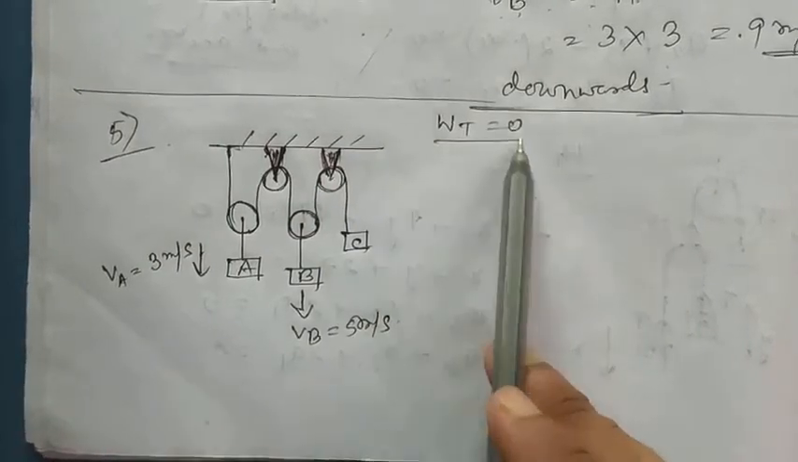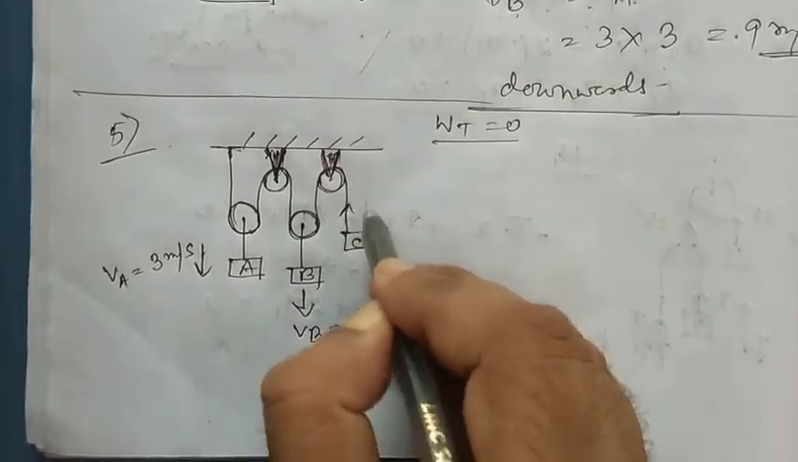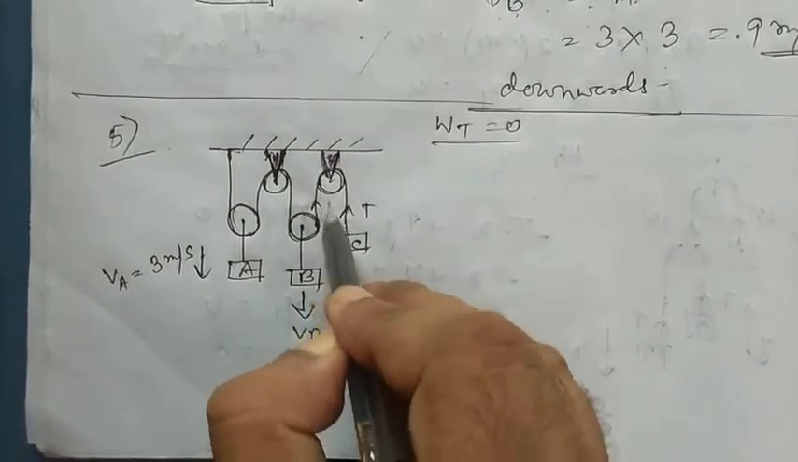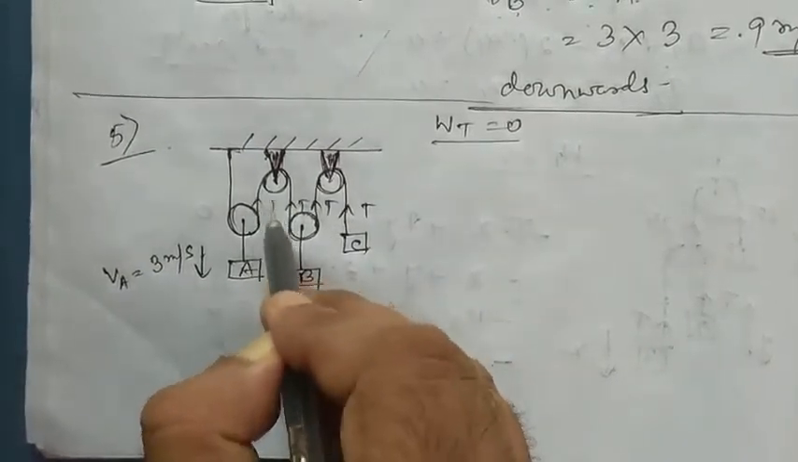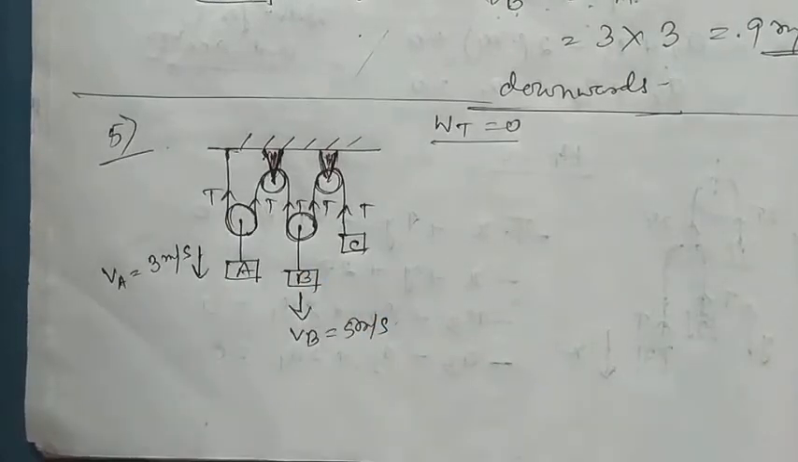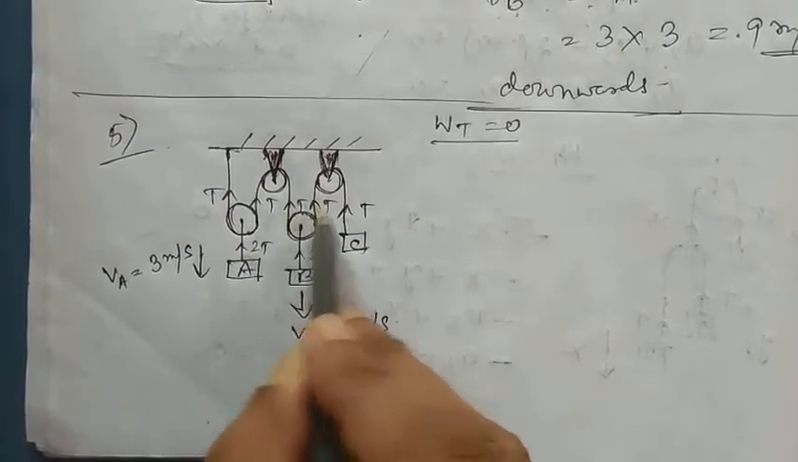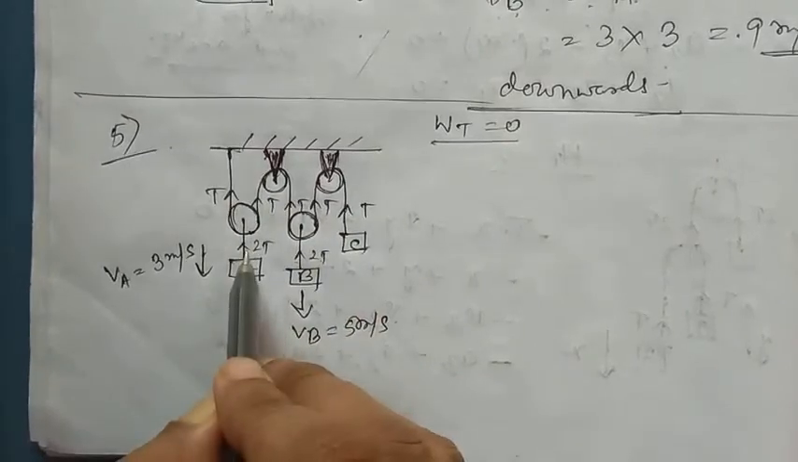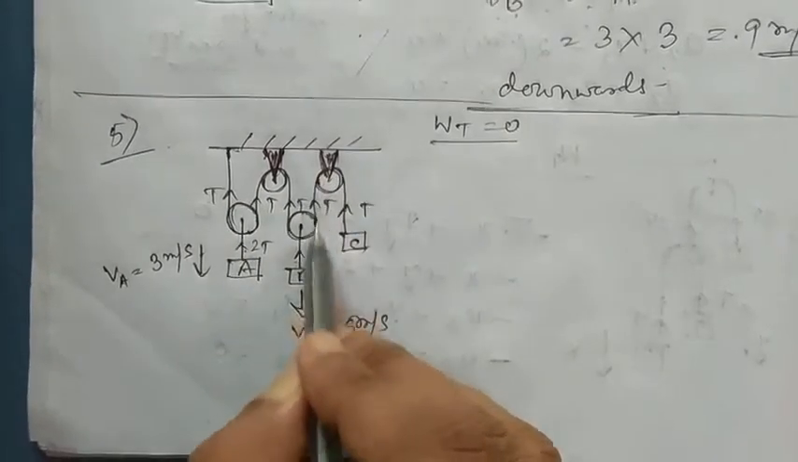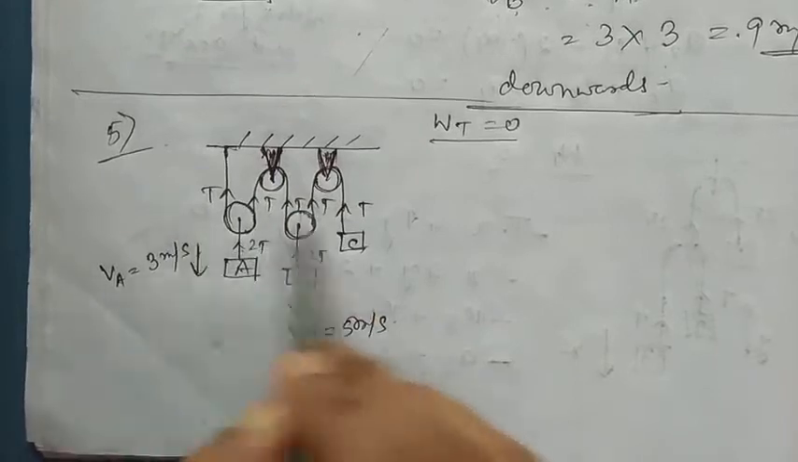Now for this problem, we are only going to use the work energy theorem, or tension work method. The work done by tension is equal to 0. Now the tension for this is T, this is also T, T, T, T. This will be 2T, this will be 2T, T plus T is 2T. As this is a single rope, the tension in all these parts is T.